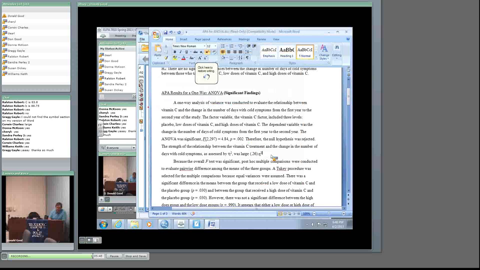Back to my write-up. So here's the sentence that we wrote telling us it's significant. Again, make sure I don't miss this: this is less than 0.05. We're rejecting the null. Because it's significant, we make comparisons. We make multiple comparisons. And you can use these same words to evaluate pairwise differences between the means of the three groups. A Tukey procedure was selected.